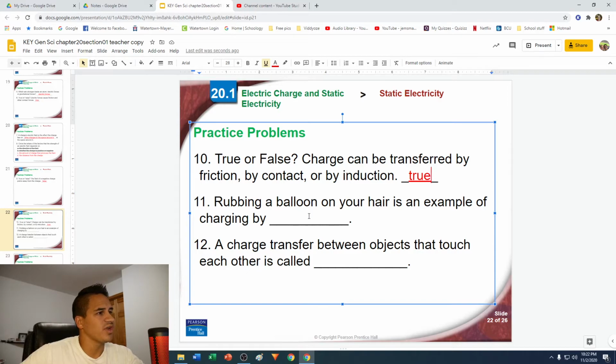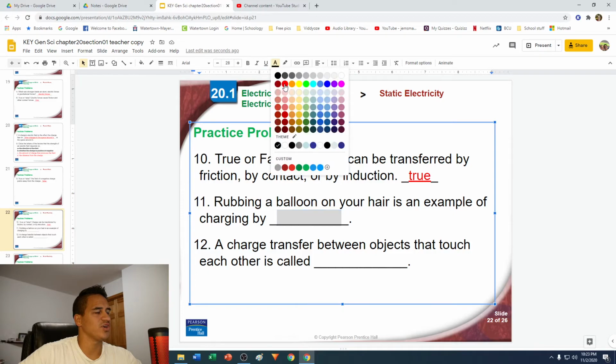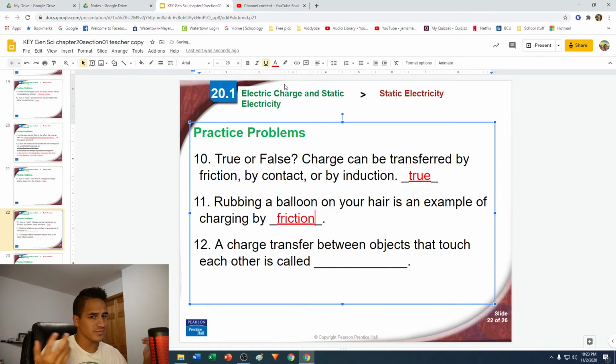Number 11, rubbing a balloon on your hair is an example of charging by what? Of our 3 ways that we charge, friction is when you take something and rub it on something else. Contact is when you have a charged object and you just touch it to something else and the charge then charges that object. Induction is where you have a charged object and you bring it near something but you don't touch it, but the charges will essentially charge that object by either jumping through the air or causing that object to become charged by pulling charges towards it. So if you rub a balloon on your hair, that is a classic example of charging by friction, because you're rubbing 2 things together, which is friction.